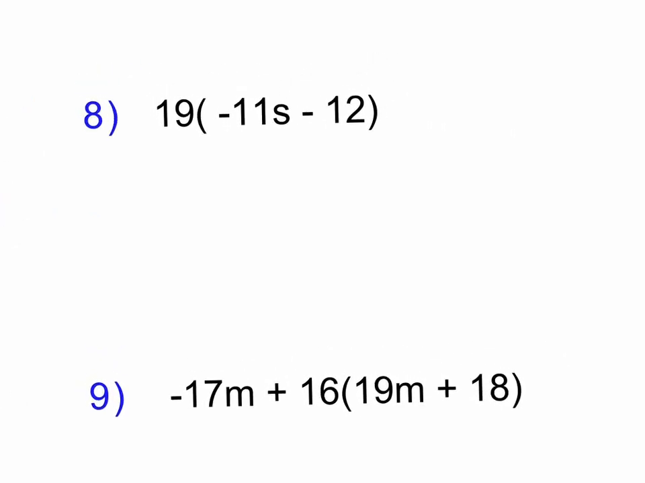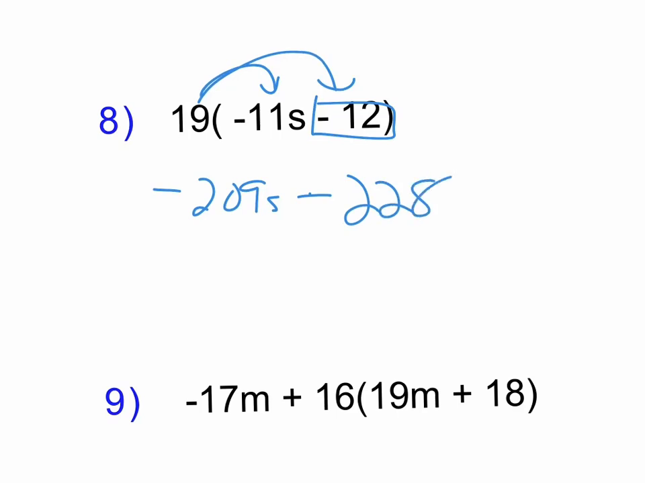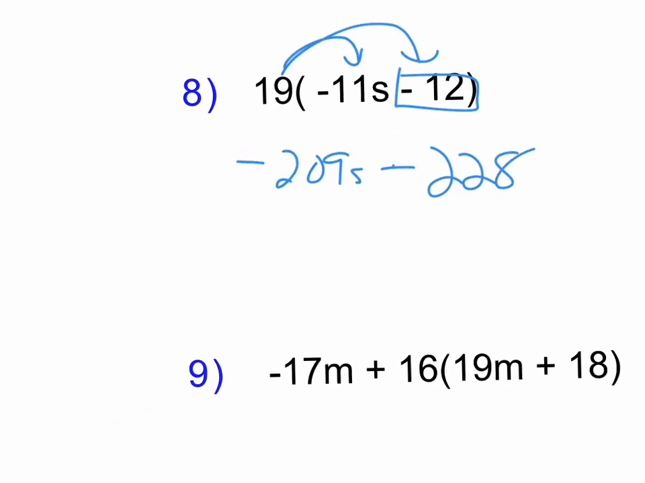Okay. Number 8, same thing, we distribute that 19. 19 times negative 11, negative times a positive is a negative. 19 times 11 is 209. And then we still have that s. Then I have 19 times a negative 12. Negative times a positive is a negative. 12 times 19 is 228. All right, that would be my answer for that one.